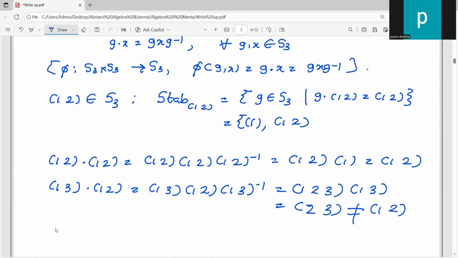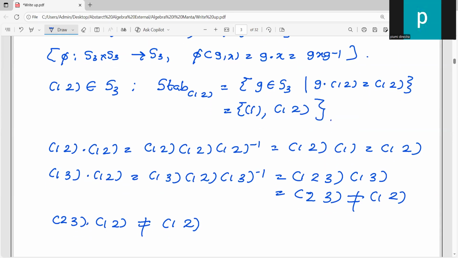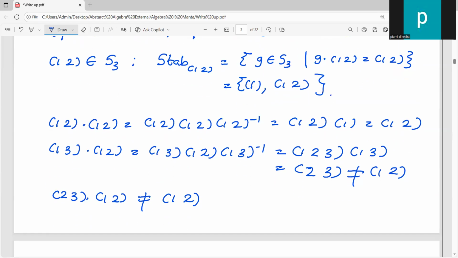And if you do this for (2 3) also, you see this will not equal (1 2). (2 3) will also not fix (1 2) through this group action. And do this for every other element to see that the stabilizer will only contain these two elements. Right, now let's find the orbit of (1 2).